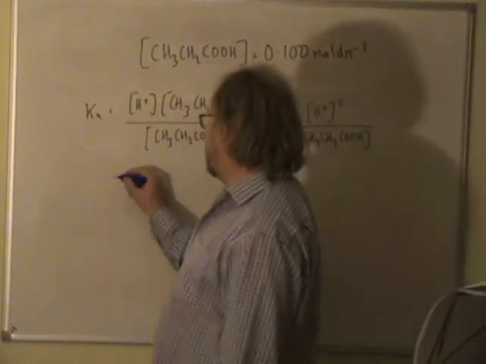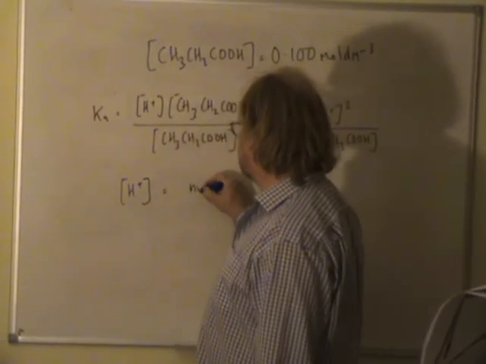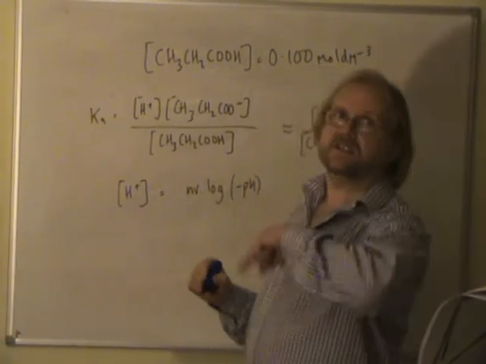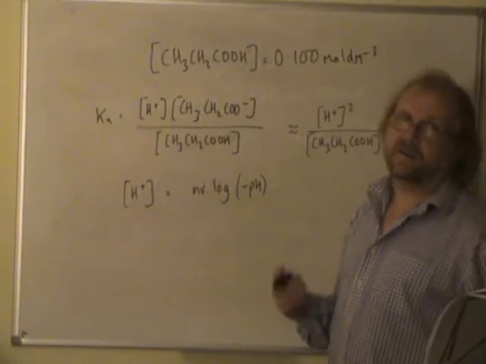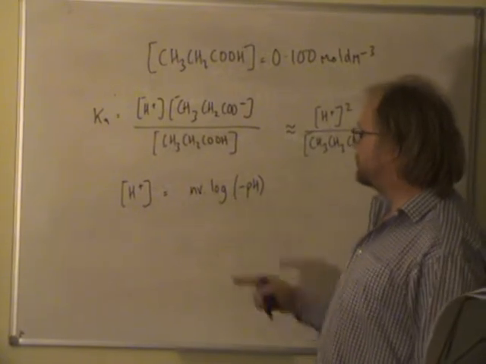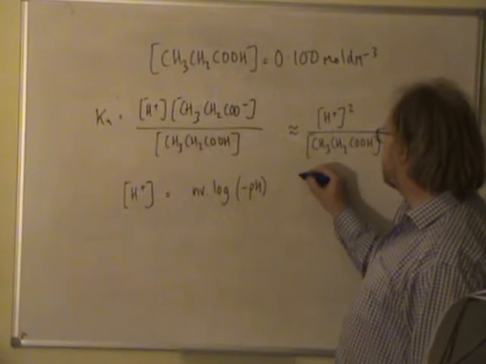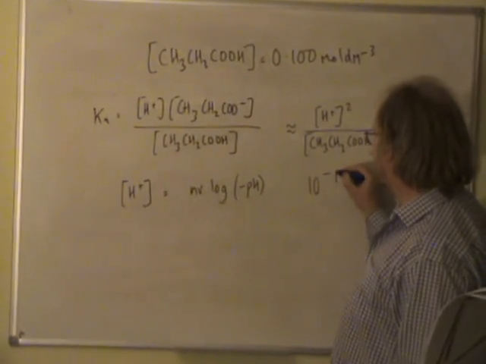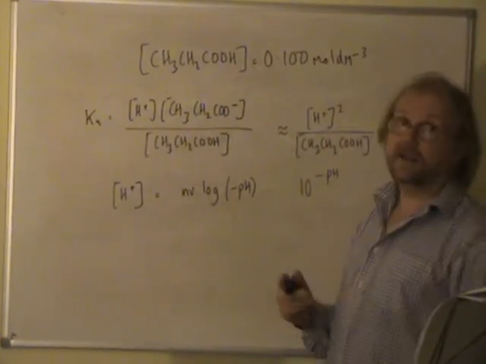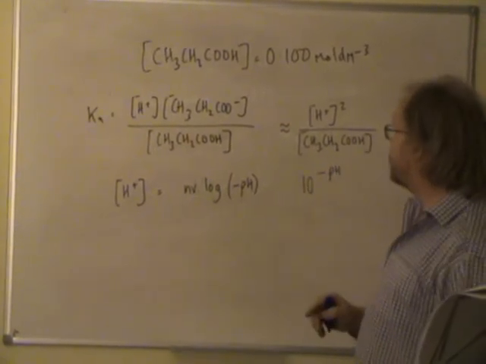So you just say H plus is equal to the inverse log of minus the pH. Earlier on we had that pH is minus log to the base 10 of the H plus concentration. Well, if you do the inverse of that, inverse log of minus the pH gives you the H plus concentration. Mathematically, that's the same as 10 to the power minus pH. You can remember it and write it down in either of those ways.